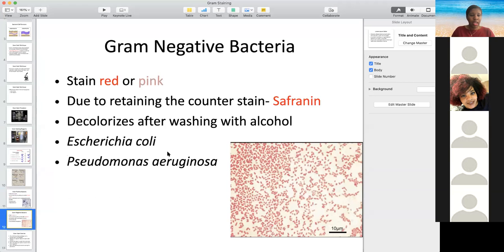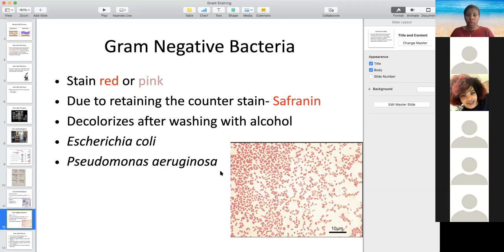In contrast, gram-negative bacteria are going to stain sort of a pink or a red color. That's due to the retention of that counter stain, safranin. So this is a microscope image of what a gram-negative bacteria would look like under the microscope. It's going to appear sort of a pinkish red, because these cells did in fact decolorize after washing with alcohol. Examples of gram-negative are E. coli, which you probably hear about a lot, Escherichia coli, and Pseudomonas aeruginosa.